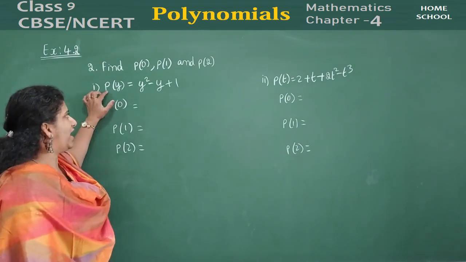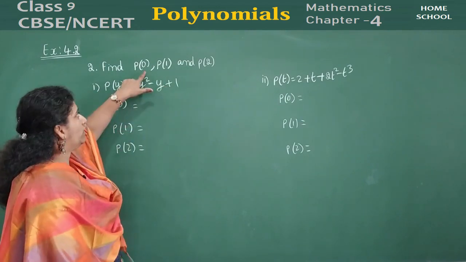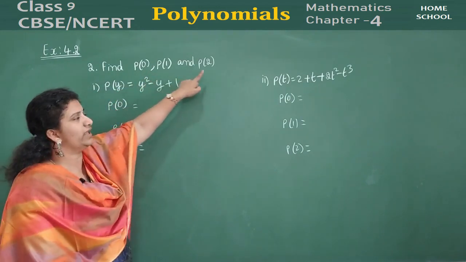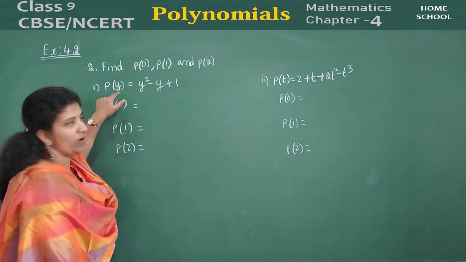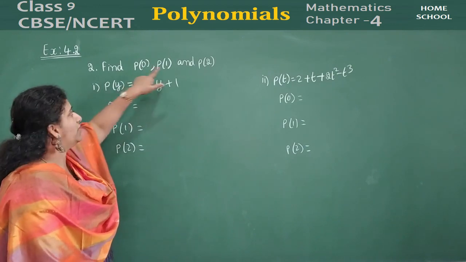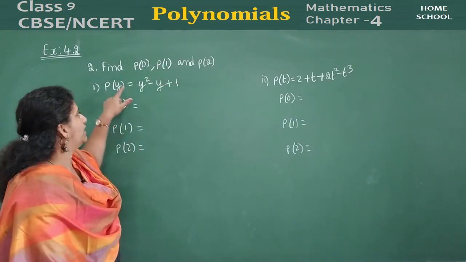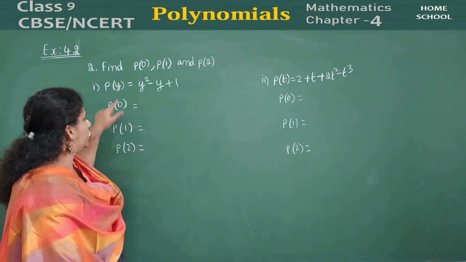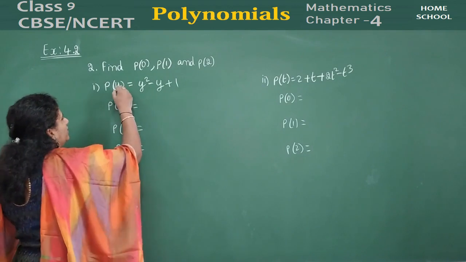So P of y is equal to y square minus y plus 1. What you need to find? P0, P1, P2. How can you find? In the place of y, substitute 0, you will get P0. In the place of y, you substitute 1, you are going to get P1. And in the place of y, substitute 2, you are going to get P2. Shall we start? So look here.